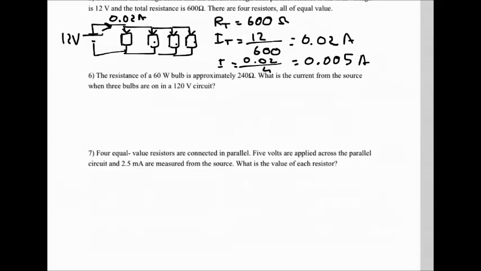The resistance of a 60-watt bulb is approximately 240 ohm. What is the current from the source when 3 bulbs are on in a 120 volt circuit? Okay? So here you're given resistance and you're given the voltage. Okay? But exactly the same as in the previous one. You can calculate.